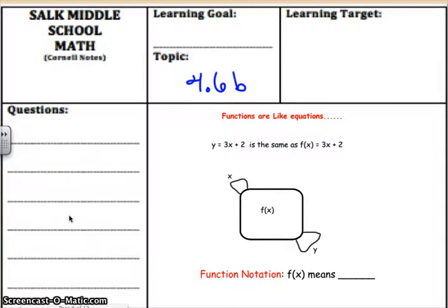I gave you IXL assignments like this. Remember, f of x equals 3 plus x, and then you have to evaluate. This is the same thing. Y equals 3x plus 2 means the same thing as f of x. That means the function of x equals 3x plus 2. So f of x means function. The function of x. You're talking about a function machine.